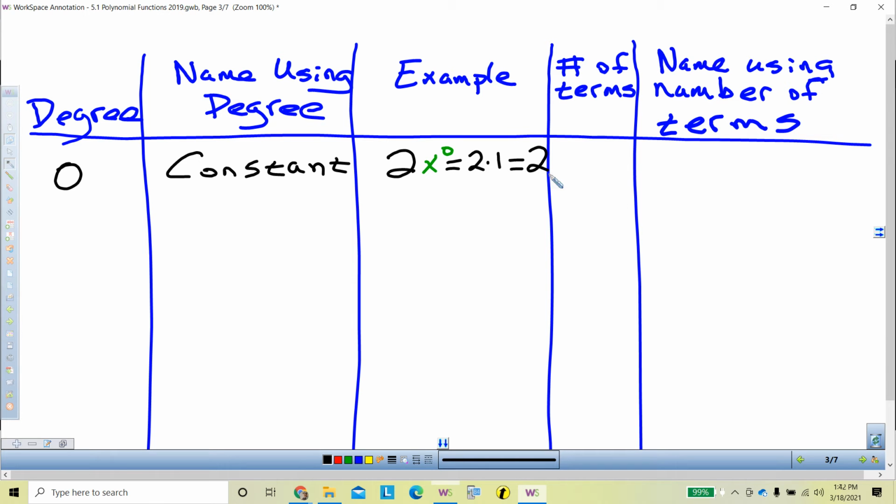So if we have just this 2 right here, how many terms do we have? Just 1. And one term, like we learned 2 slides ago, is called a monomial. Next, we'll do a degree of 1.